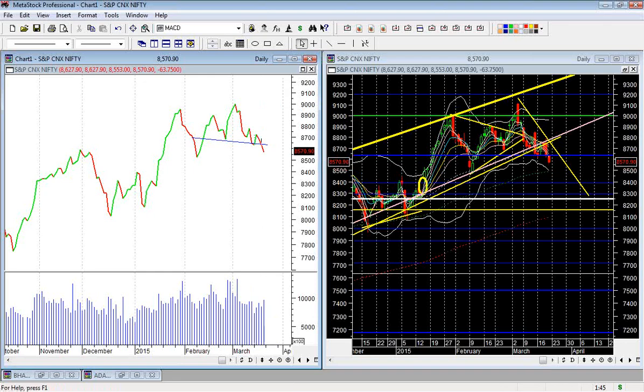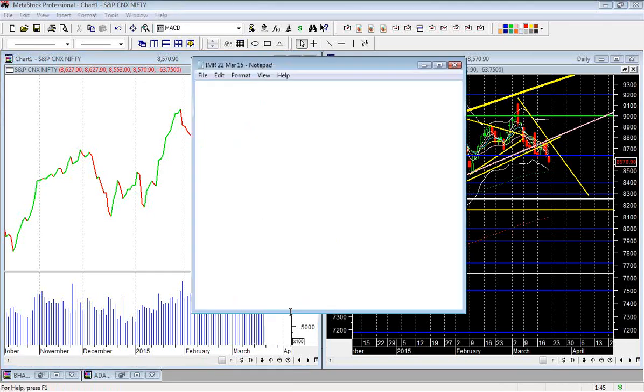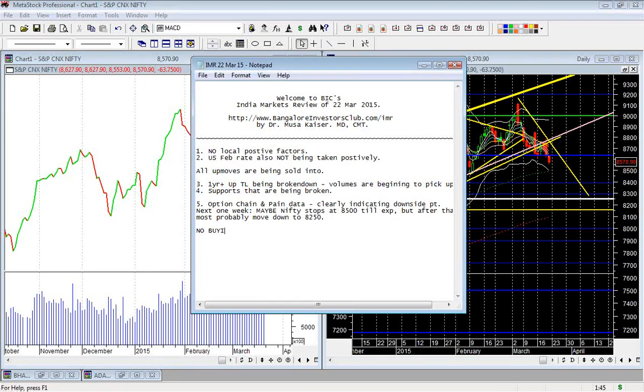So I would definitely say, let's put it this way, no buying on dips as of now. Now please note that this is for the overall Nifty, right? Shorting is what we should look at.